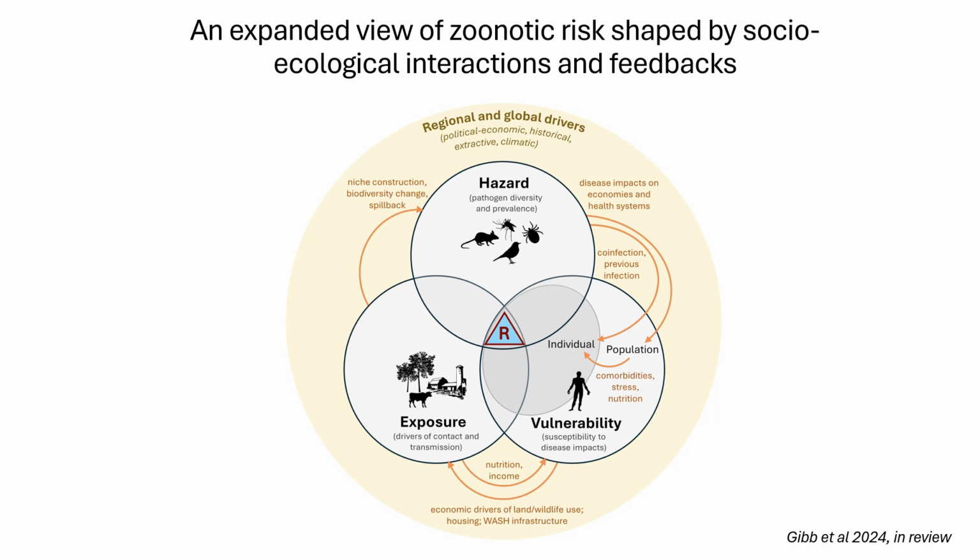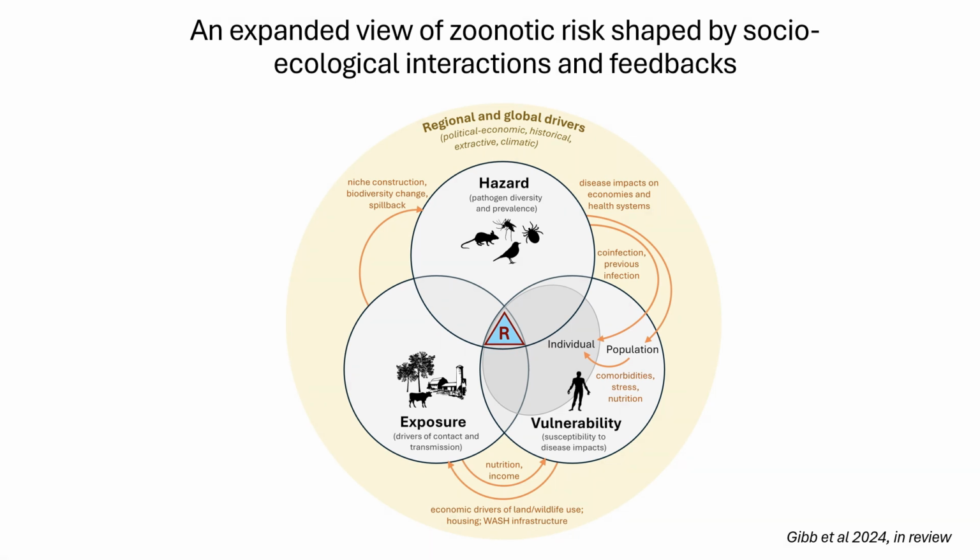And in turn, those exposure activities, for example, things like land conversion for growing crops, can create new niches for biodiversity and reshape hazards, and so create feedbacks within these systems, right? So hazard drives vulnerability, vulnerability can drive exposure, exposure can drive hazard. And increasing levels of exposure, for example, through wildlife hunting, might in turn reduce vulnerability, for example, through improving people's nutritional status or their household income.